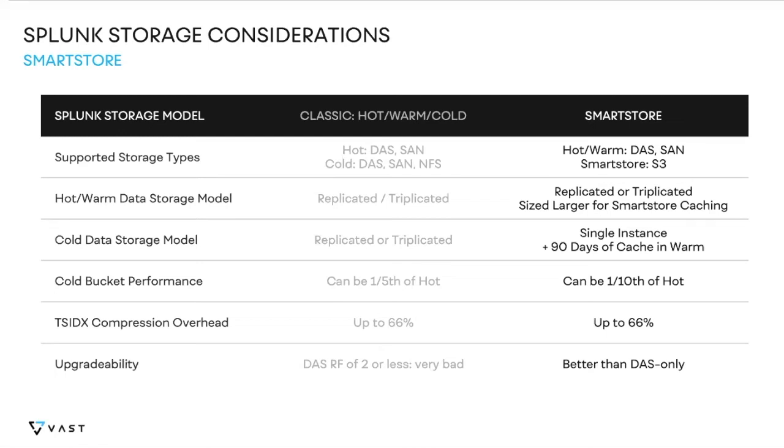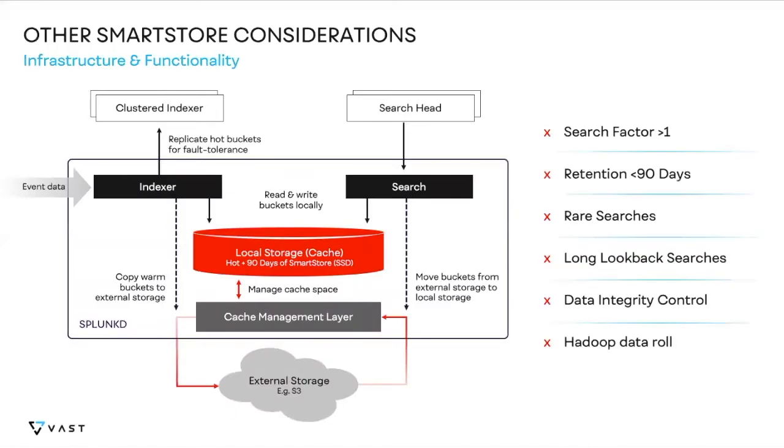But from an upgradability perspective, getting that data off of the indexer, of course, helps in the time to go and upgrade your Splunk clusters. Now, there are some other considerations that customers have to face when they're looking at SmartStore. First is that you can only set a search factor of 1. You have to retain more than 90 days to make that make sense, because otherwise Splunk advises that you have to cache 90 days within your indexers.